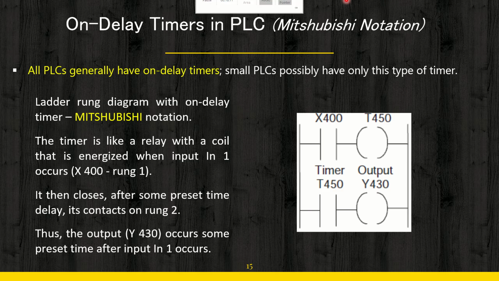You can see that the timer coil is present in one of the rungs, and the contacts which are actually important in implementing the timing operation are present in the second rung. Now you can see this. If there was no timer, then this input would have been directly connected to the output. But here the coil and its contacts have made the timing operation possible in case of Mitsubishi PLCs.